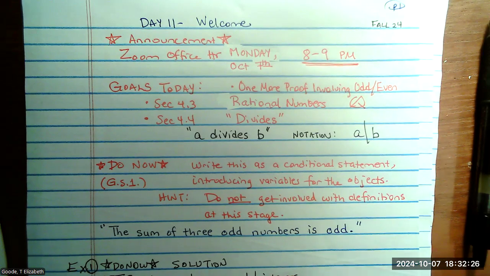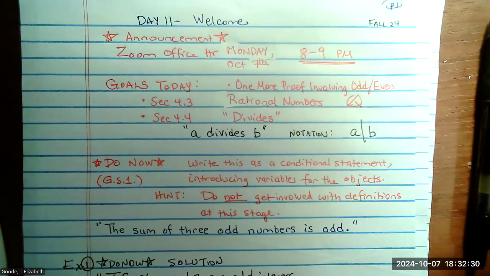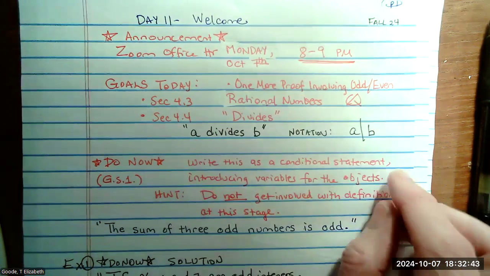So tonight, the announcement is there will be an office hour right after this class, so that if you need some help on that Chapter 4 special homework, your first homework on writing proofs, we can talk about those problems. So that's our announcement for tonight.